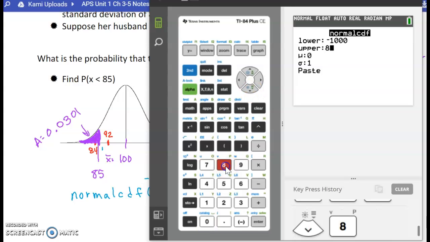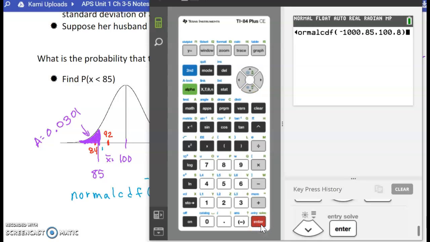Upper boundary is 85. The mean is 100. Standard deviation is 8. By the way, if you use a mean of 0 and a standard deviation of 1, you can actually use z-scores to do this same thing. So hit enter. That actually fills out this formula. Hit enter again, and there we have it.